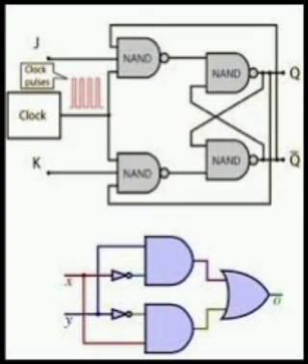A 2 by 4 decoder may act like a 1 is to 4 demux and vice versa. Decoder and demux circuits are almost the same. Decoder contains AND gates or NAND gates.